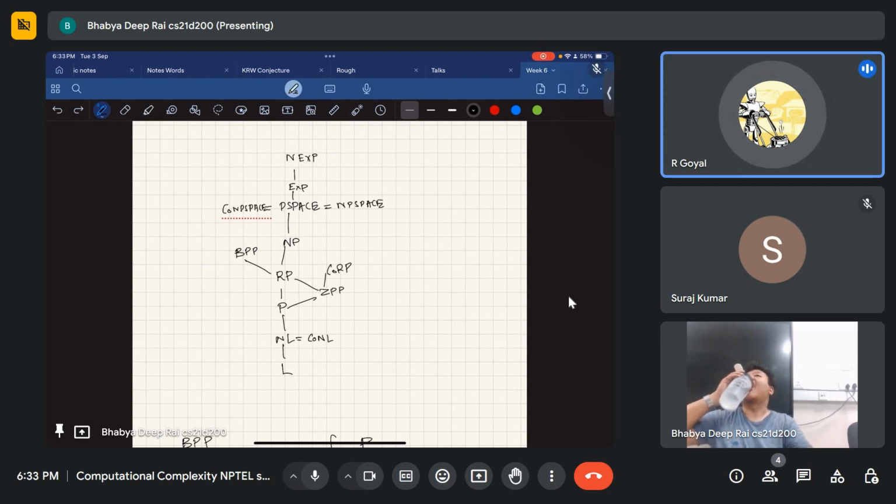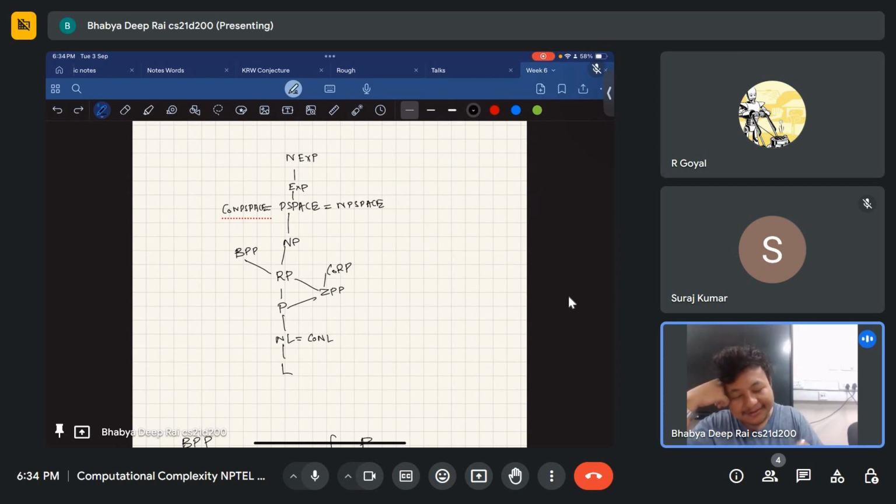So certainly BPP would be contained in PSPACE. There is no doubt in this. And we do not know the relationship between BPP and NP because of the way we have defined BPP. There are gaps, because in NP all the strings which are part of the language are accepted with probability 1, and strings which are not part of the language are accepted with probability 0. So there are gaps between this 2/3 and 1/3. However, BPP would be there in PSPACE.